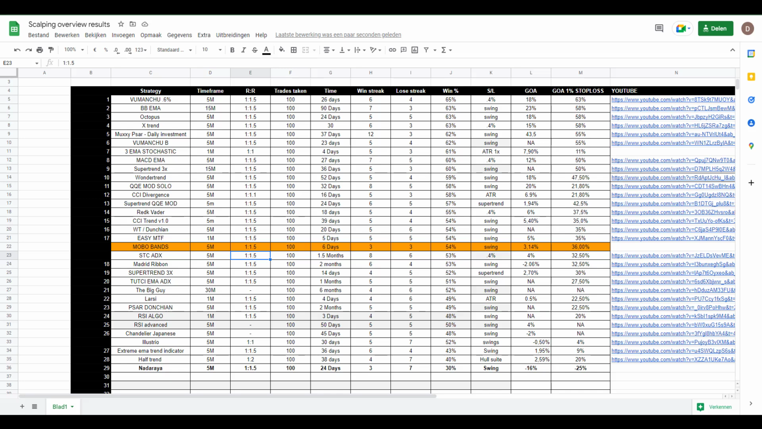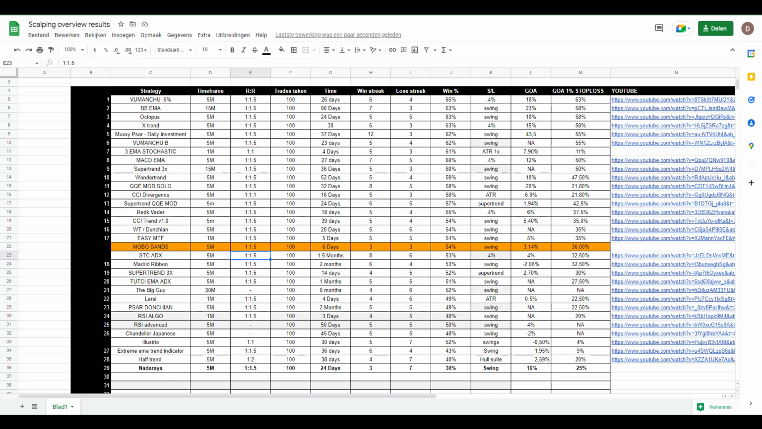Alright guys, so the Mobo bands has landed in our scalping overview results. I've colored the Mobo bands orange so that you guys could clearly see where it stands. The Mobo bands traded was on the 5-minute time frame. The risk reward that we took was 1.5 as always. The trades that were taken were 100. The time it took to take these trades was 6 days. The most consecutive wins were 3 and the most consecutive losses was also 3.